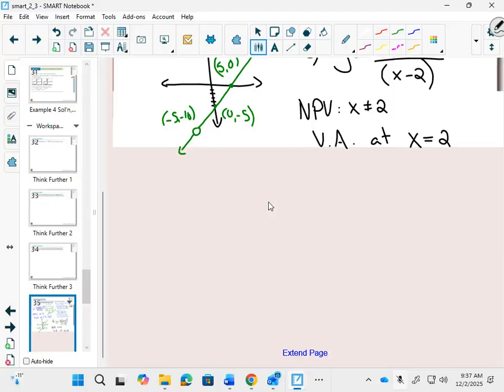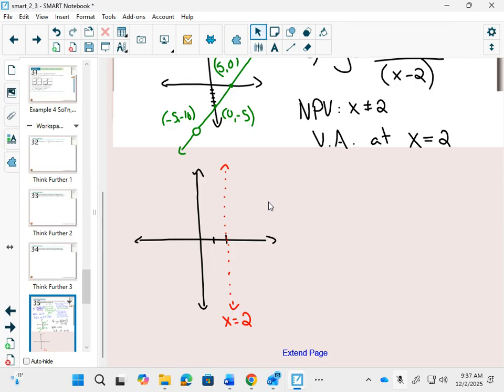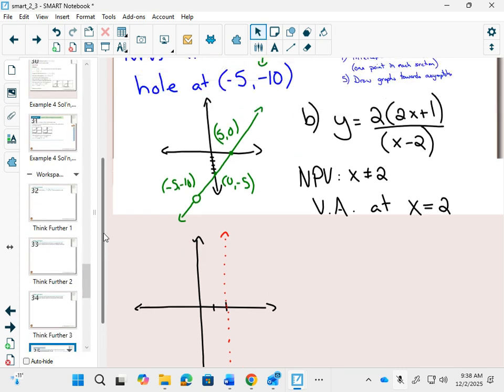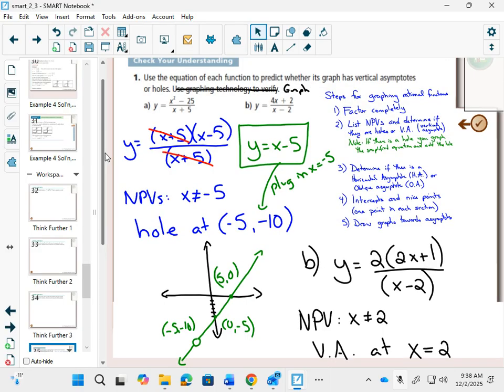And sometimes as I'm going through the steps, I like to take out a red pen. If you have a red pen, use a red pen for your asymptotes. Bottom line at x equals 2. This is what I know so far. Okay? So as far as steps go, I've done factoring and listed my non-permissible values and determined it was a vertical asymptote.